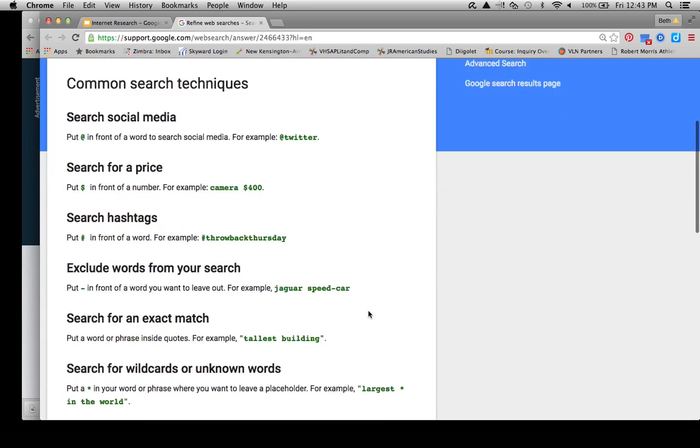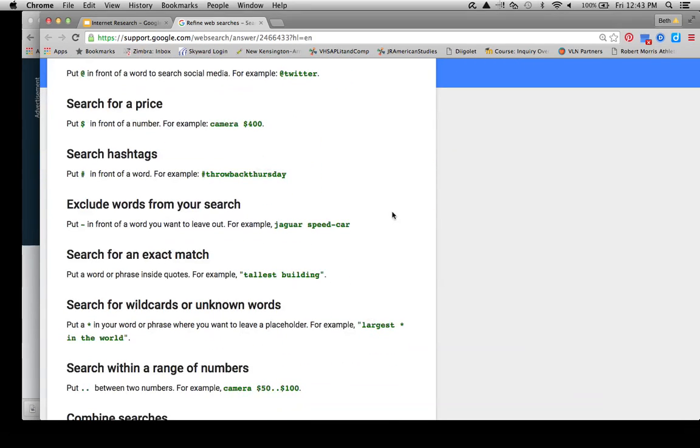If I want to exclude for Google, I don't have to use the Boolean term not. I can use the hyphen instead. So for this search right here, Jaguar speed -car means I'm going to be getting only hits on an actual animal jaguar instead of a Jaguar car. So that's kind of helpful to eliminate that.